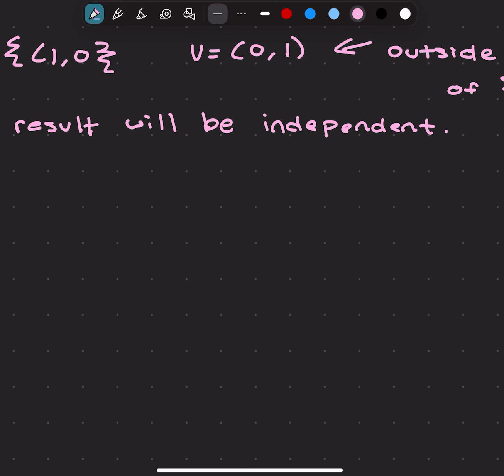But if we want to add vector v equals (2, 0), which is in the span, we lose independence.